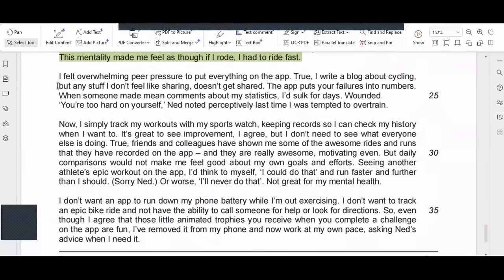Okay, so next paragraph. I felt overwhelming peer pressure to put everything on the app. True. I write a blog about cycling, but any stuff I don't like sharing doesn't get shared. The app puts your failures into numbers, and when someone made mean comments about my statistic, I would sulk for days. Wounded. You are too hard on yourself, Ned noted prospectively. Last time I was tempted to overtrain. Okay, so another explicit mention about the peer pressure to put everything on the app. And the last one is tempted to overtrain.